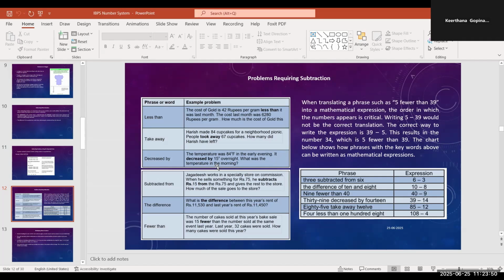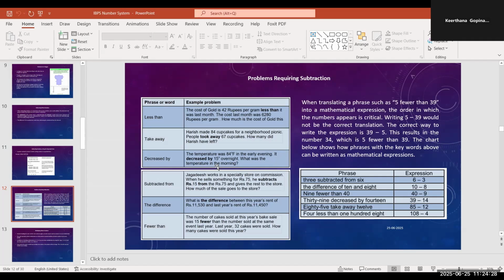So we have to be careful how we present a problem, how we write a problem. That is why writing is important. You need to have a paper and always note it. When you are doing a problem, you should always have a rough sheet to work the problem. You should immediately write and see what you are writing. So 9 fewer than 40 means it is 9 lesser than 40, which means 40 minus 9. 39 decreased by 14 means 39 minus 14. 85 take away 12 means 85 minus 12.